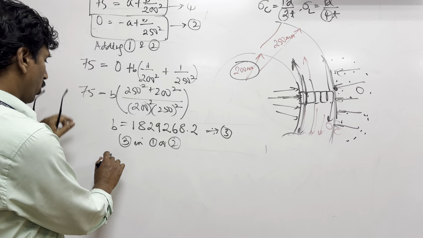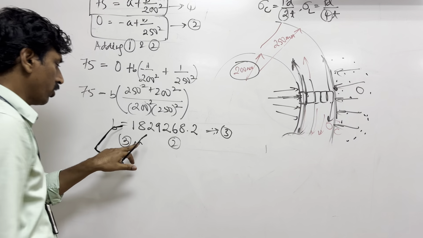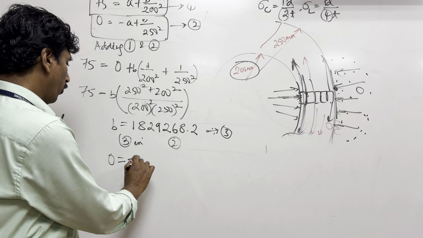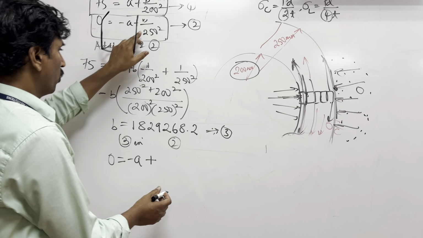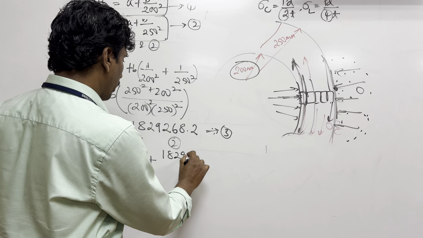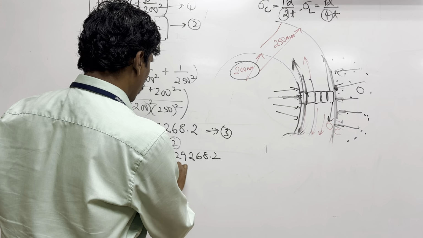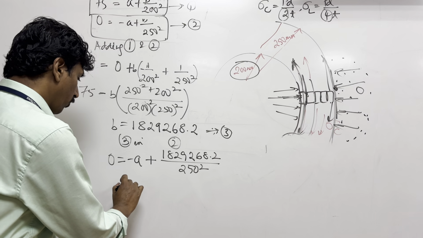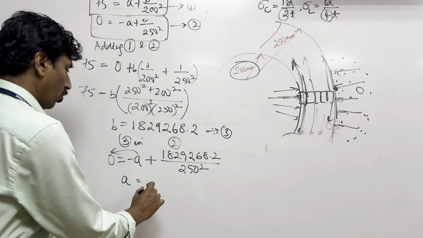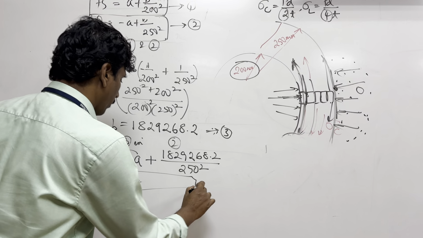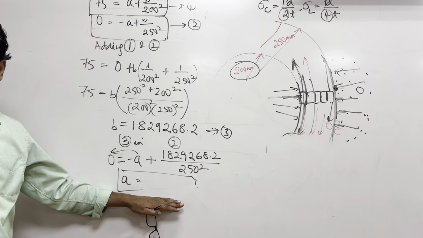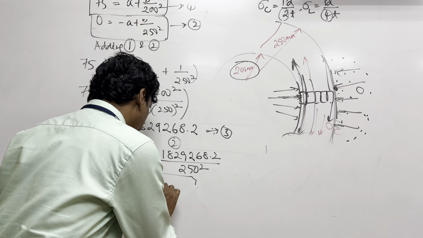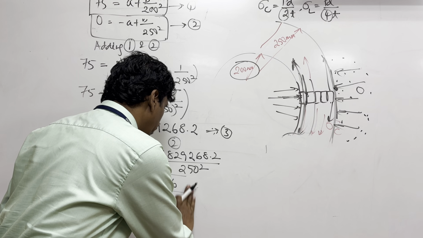So I'm going to substitute 3 in 2. 0 is equal to minus A plus B, the value of B is 1829268.2 divided by 250 square. So take this A to the side. What is the value of A? Guys, is it visible in the video? Okay, 29.26.